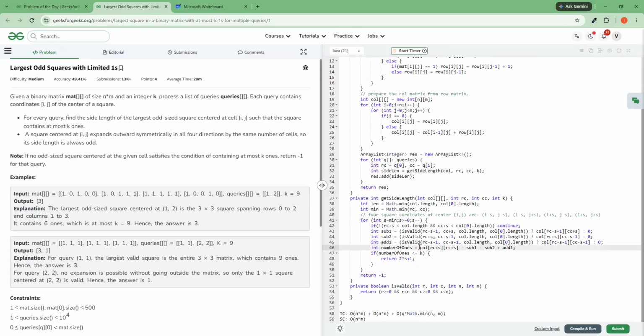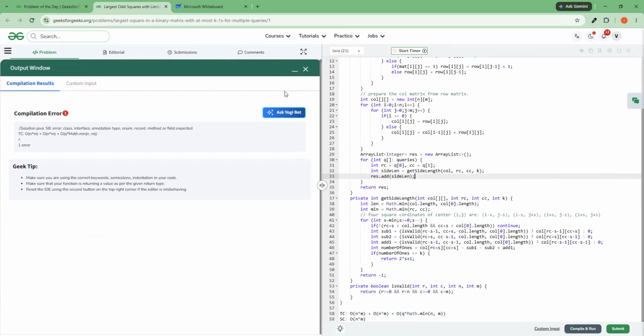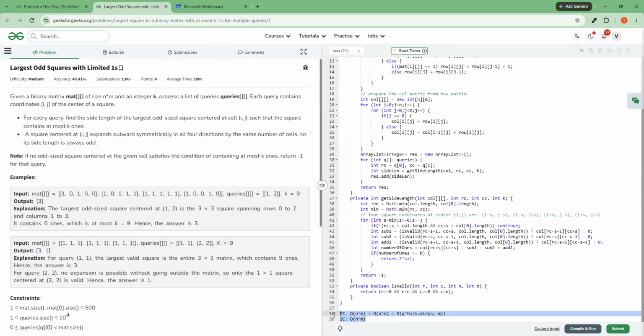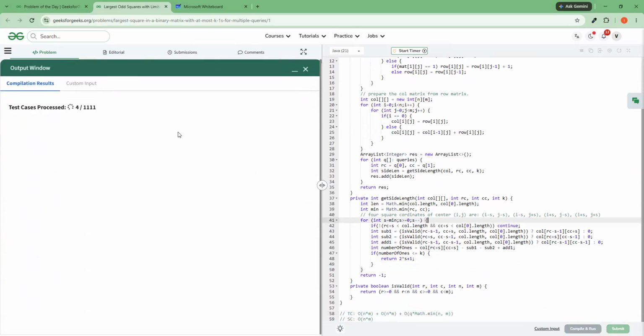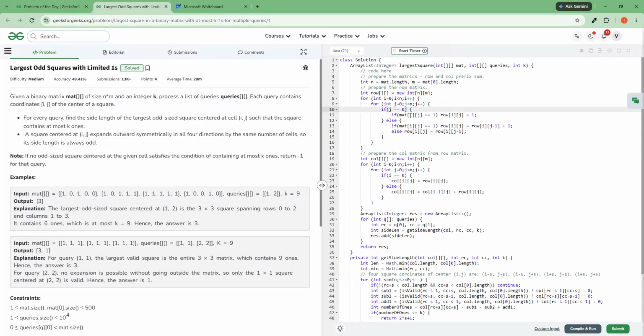And if you like, we can try to submit this program. I think it will work. Yeah. So you can try to run this program. If you face any issues, please let me know.